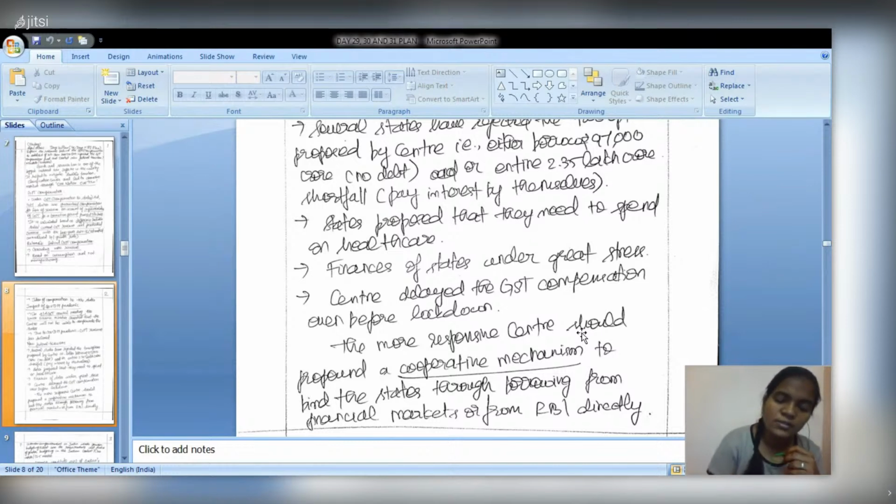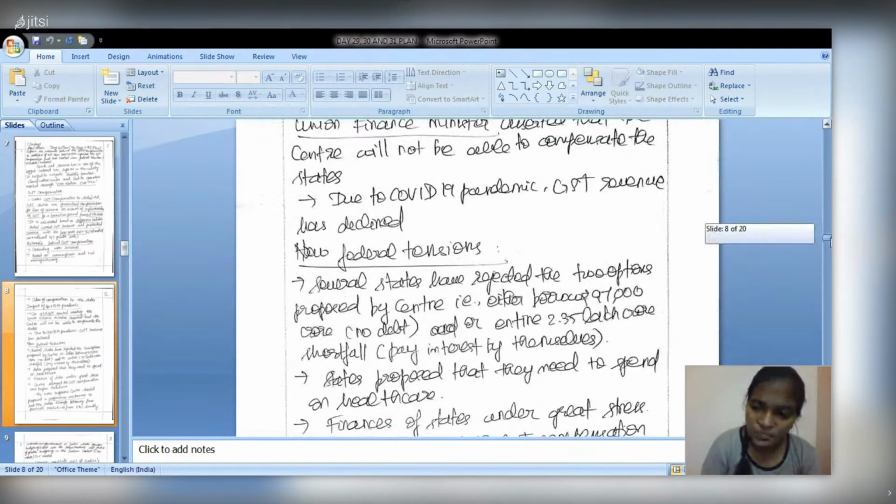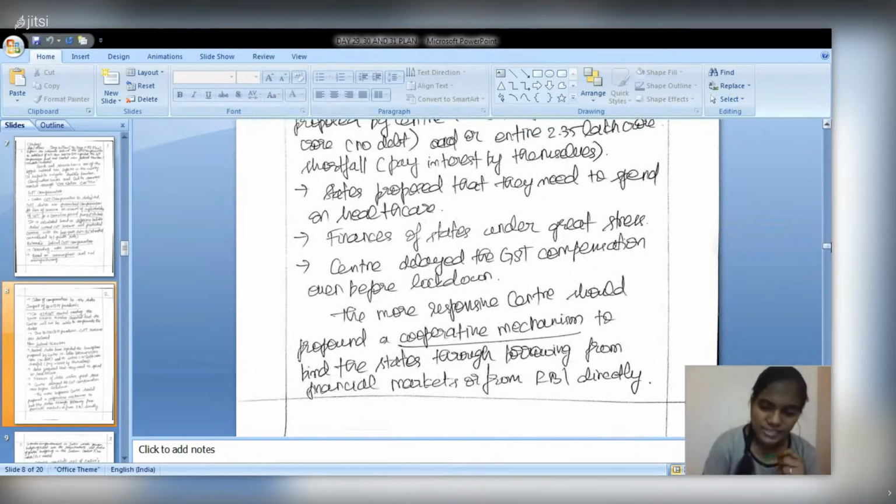The measure to be taken by the Centre should be your conclusion, because it is just a 2-page question. So after answering the focus of the question, like the first one about the rationale behind the GST, the impact of COVID-19 on GST compensation, and the impact of COVID-19 in arising new federal tensions, the conclusion should be what measures should be taken. So the Centre has to take a cooperative mechanism in giving the GST compensation fund through monetization. So that is direct monetization, like borrowing from the RBI directly or borrowing from the financial markets. That is the only scope for the Centre to avoid these federal tensions to a greater extent.